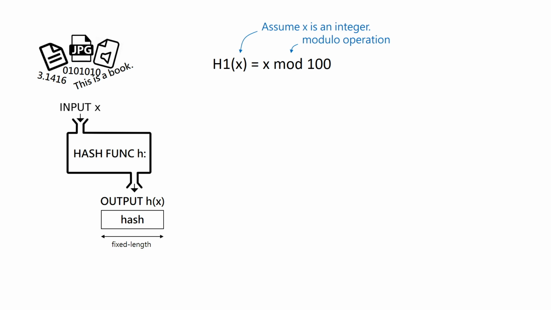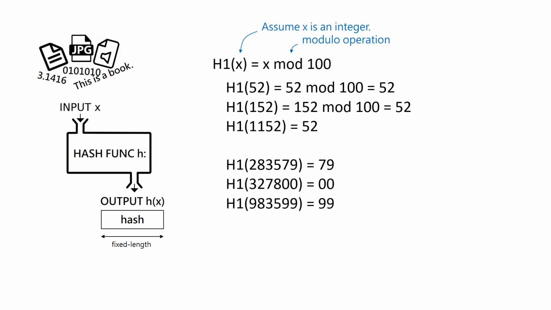Here is an oversimplified example of a hash function h1. The hash function equals h1 of x. x is the input, and we assume x is an integer. h1 of x equals x mod 100. The result of the modulo operation is the remainder of x divided by 100. So if x is 52, then its hash value under h1 is 52 mod 100, which is 52. If x is 152, then its hash value is 52 as well.